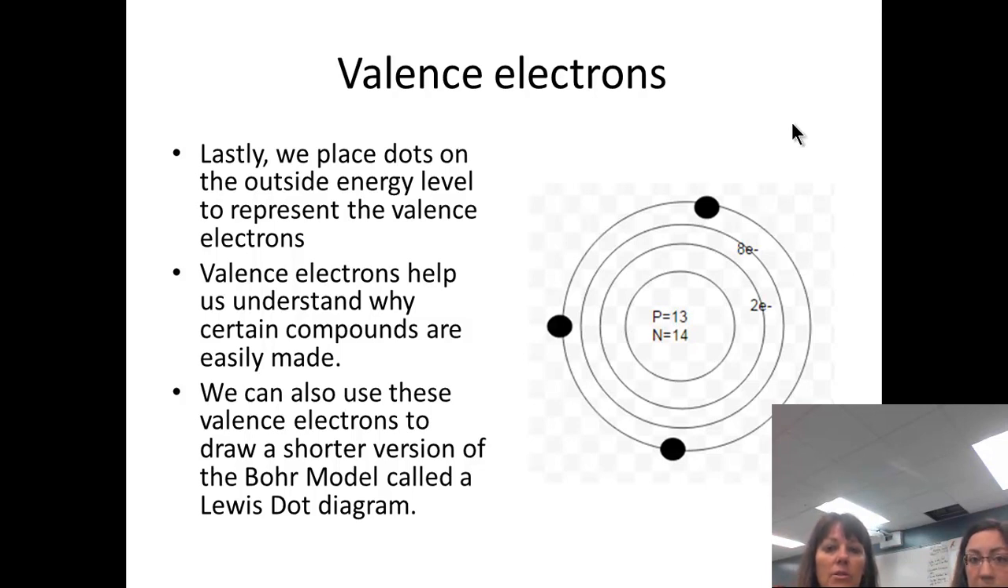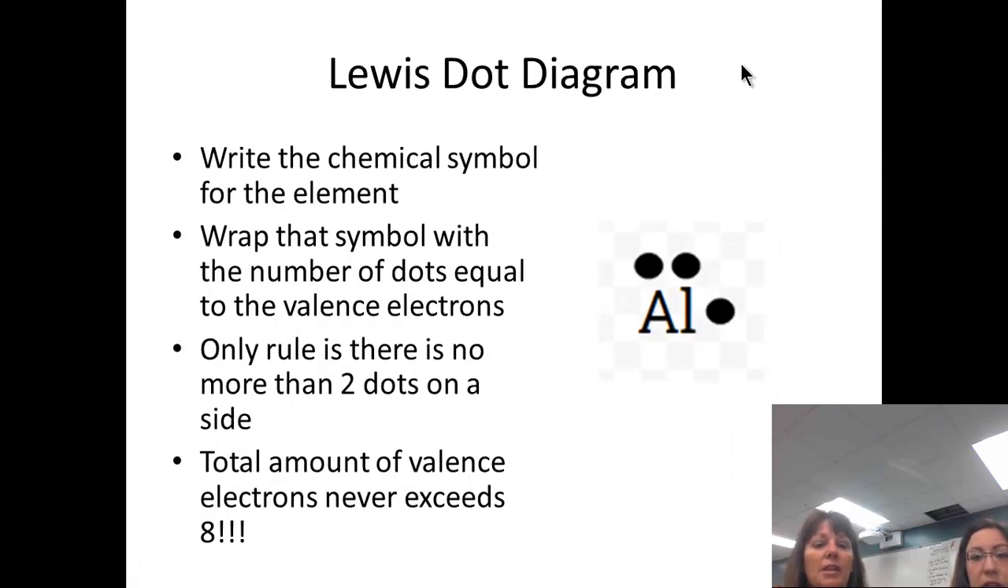Okay, so we're going to go to the next slide. And here's the abbreviated version of a Bohr model. It's really simple. You get the symbol for the element and look that up on the periodic table, because you get to use your periodic table on the test. Then I like to say, wrap that symbol in dots, but only the valence electrons. So I didn't put 13 dots around there. You just did the dots that we drew in the other model.